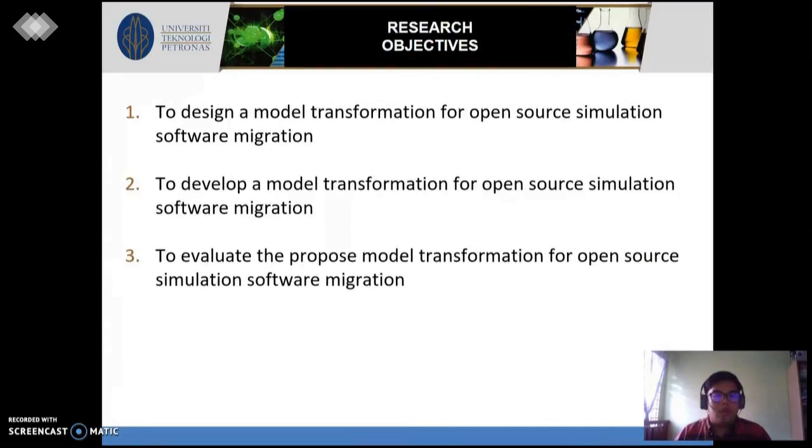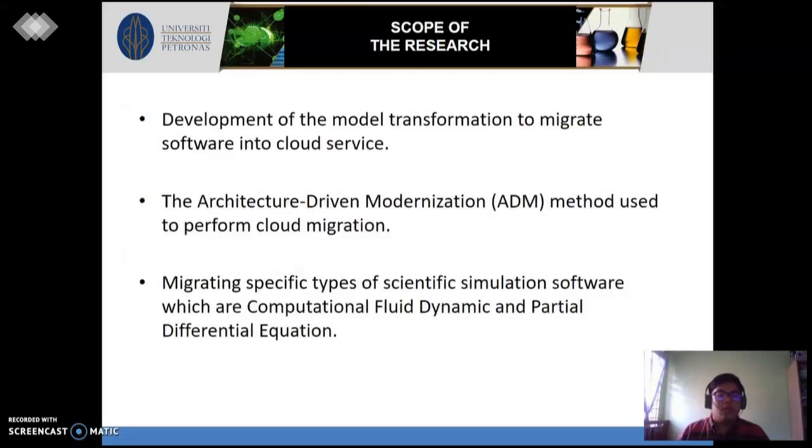So my research objective is first to design the model transformation for open source simulation software migration. Second, to develop a model transformation for open source simulation software migration. And third, to evaluate the proposed model transformation.